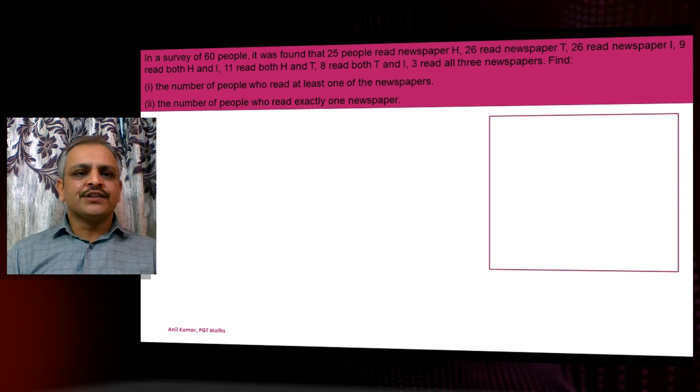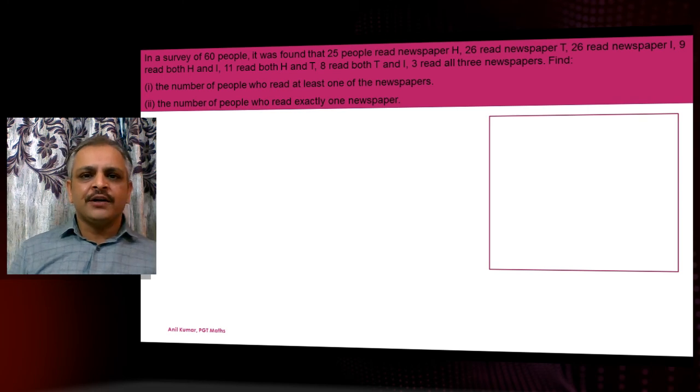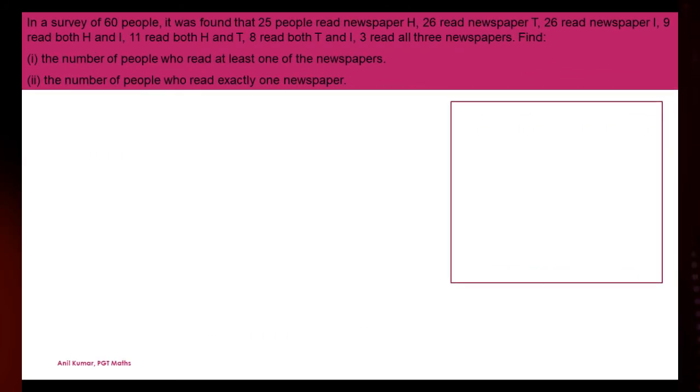In a survey of 60 people, it was found that 25 read the newspaper H, 26 read newspaper T, 26 read newspaper I. Let H stand for Hindustan Times, T stand for Times of India, I stand for Indian Express. Okay, 9 people read H and I, 11 read H and T, 8 read T and I, and 3 read all the 3 newspapers. We have to find so.